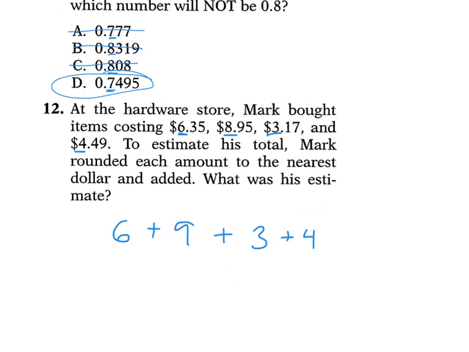So we just add 6 plus 9 plus 3 plus 4. 6 plus 9 is 15. 15 plus 3 is 18. And 18 plus 4 is 22. So his estimate would be $22.